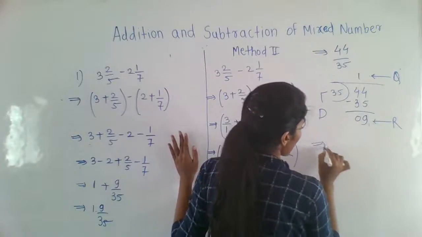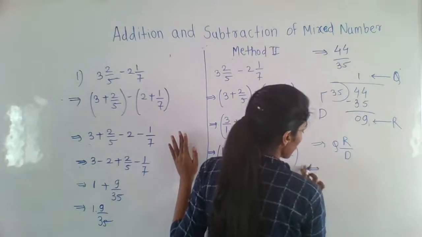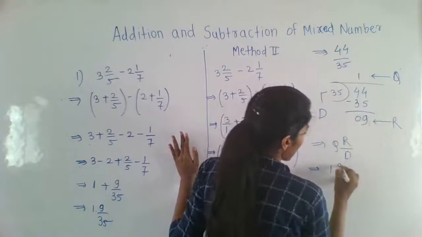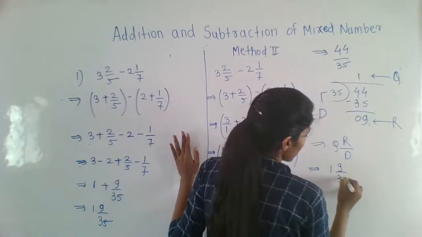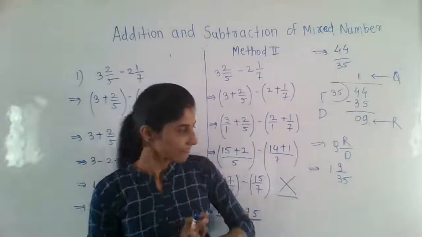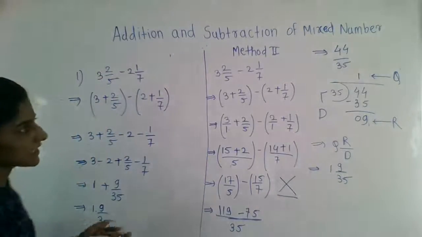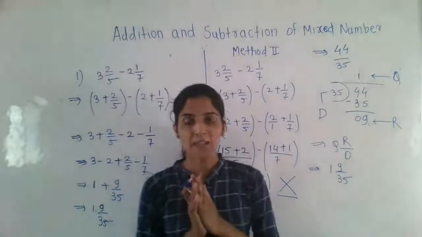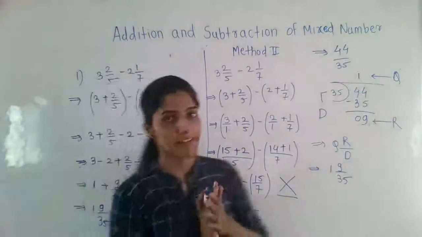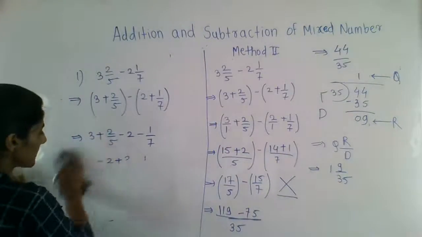What is our formula? Q R upon B. Then what is our Q? Q is 1, R is 9, and B is 35. That is our answer: 1 and 9 upon 35. You can see here both methods give the same answer. You can use either method. Now take one more example of this method.